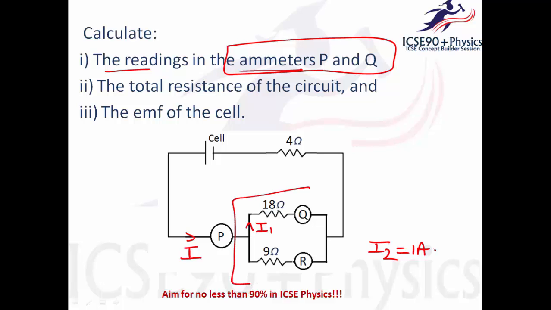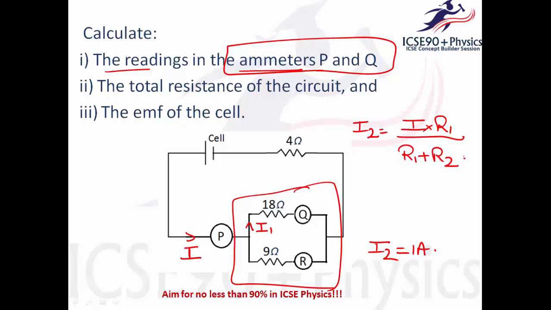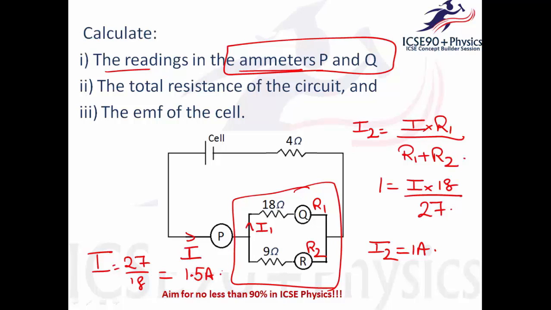We know a formula that for a parallel connection, I2 is equal to I into R1 upon R1 plus R2, or 1 is equal to I into, what is R1? It is 18 ohms upon R1 plus R2, which is 27 ohms, right? So capital I is nothing but 27 upon 18, that is simply 1.5 amperes. So capital I is straight away 1.5 amperes in this case.